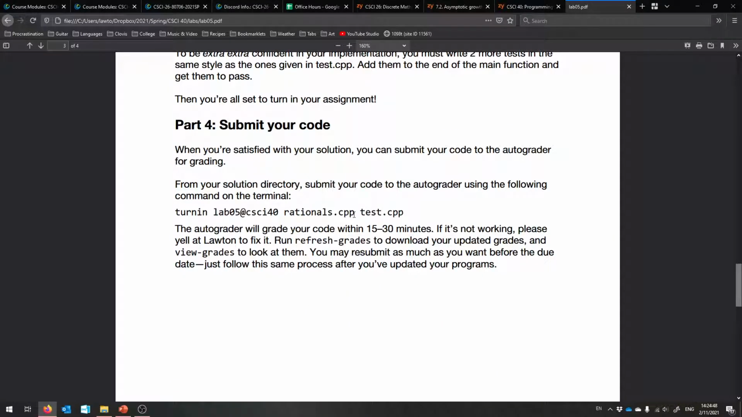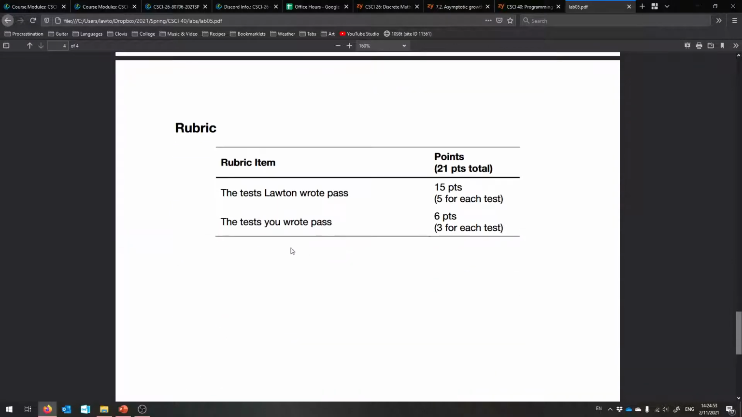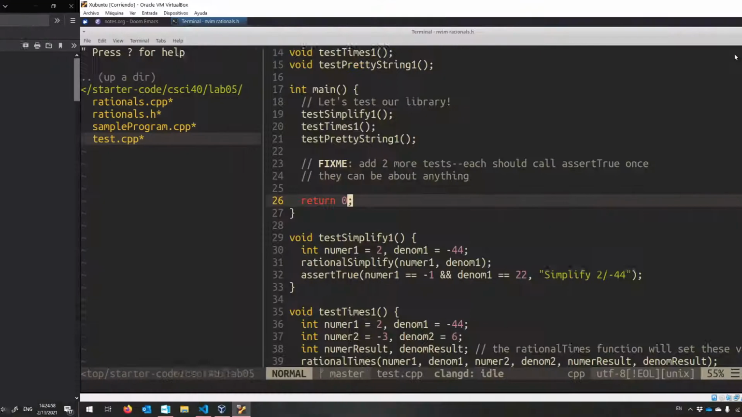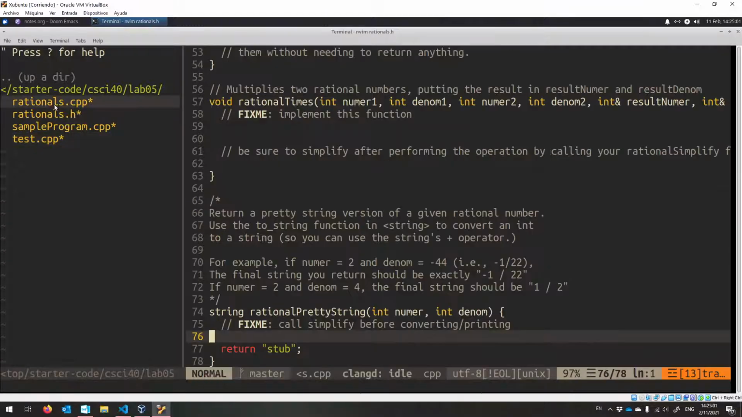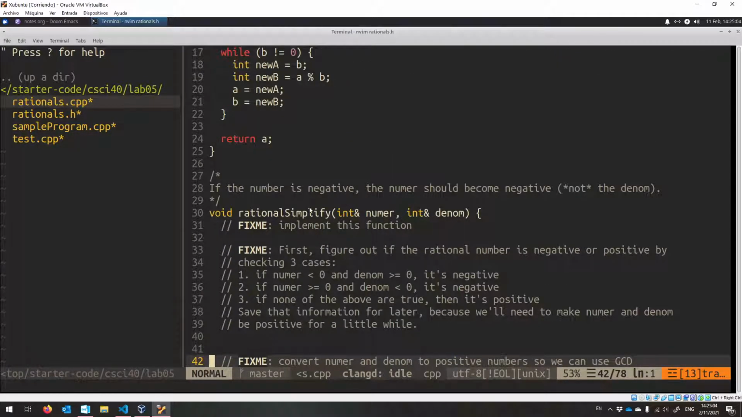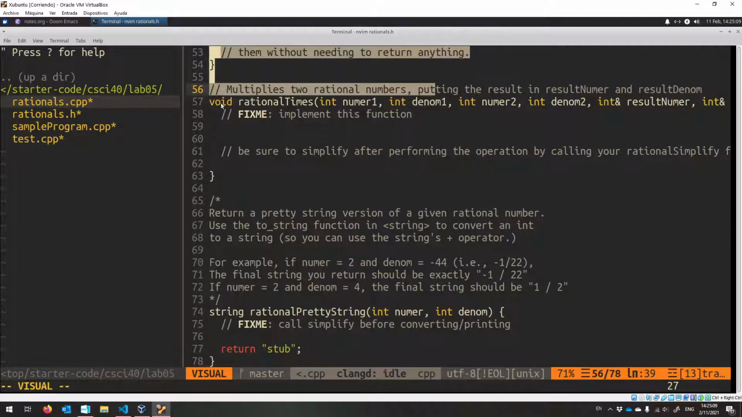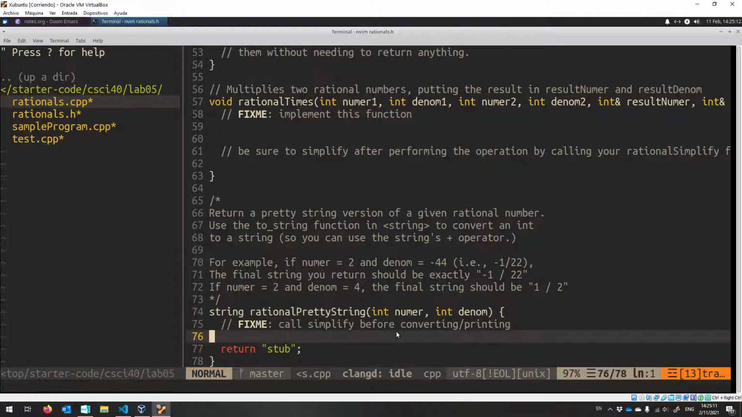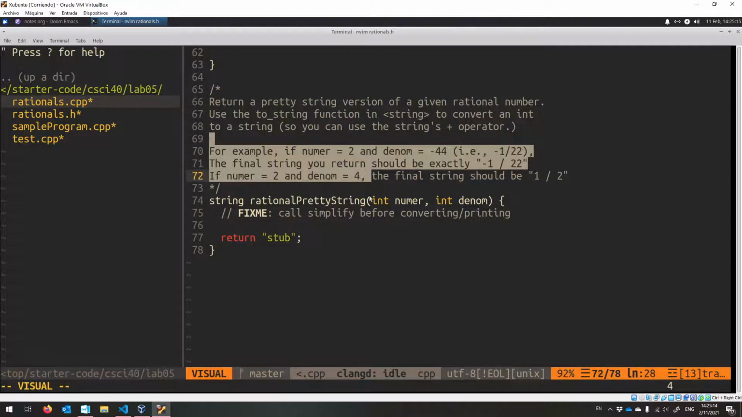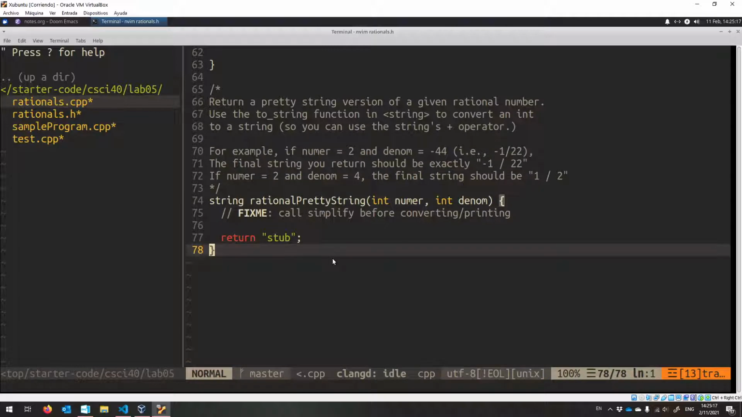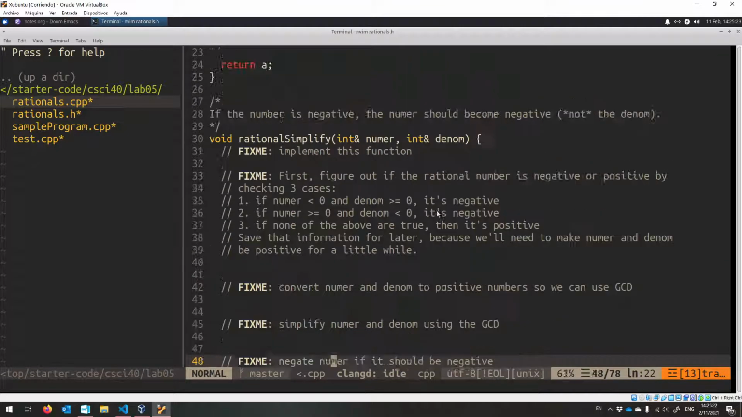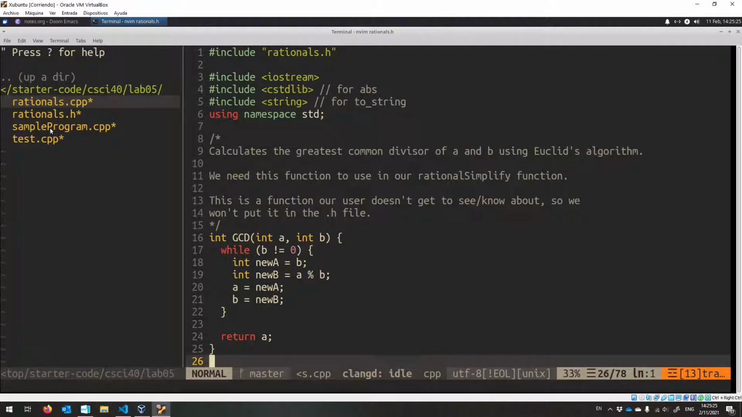You submit your code. You'll submit the tests that you wrote, and also your implementation of the rationals library. So that is everything. And here's the rubric. So again, a recap of what you're going to do. You're going to implement every function in rationals.cpp. Well, one's already given, so you're going to implement these 3 functions: simplify, times, and pretty string. And I think I've given you enough examples now to do that well, and definitely pay attention to the comments. That should help you very much on this. So only really 3 functions. I just took a while to explain them to make sure you understand them.